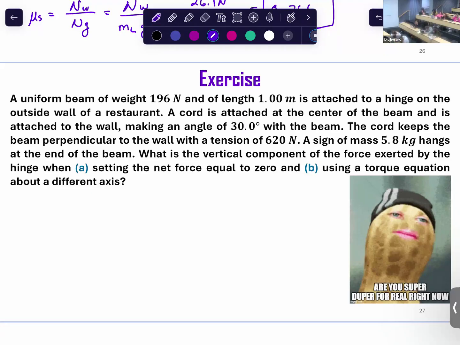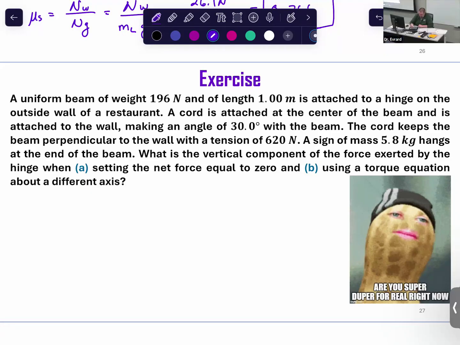We have a uniform beam, weight 196 newtons, length of 1 meter, attached to a hinge on the outside wall of the restaurant. A cord is attached at the center of the beam and to the wall, making an angle of 30 degrees with the beam. The cord keeps the beam perpendicular to the wall with a tension of 620 newtons. Now there's a sign of mass 5.8 kilograms hanging at the end of the beam. What is the vertical component of the force exerted by the hinge when A, setting the net force equal to 0, and B, using torque? So basically you're doing some forces and then your torques.